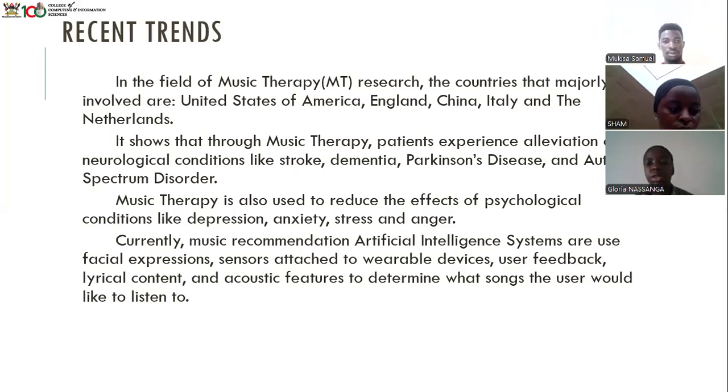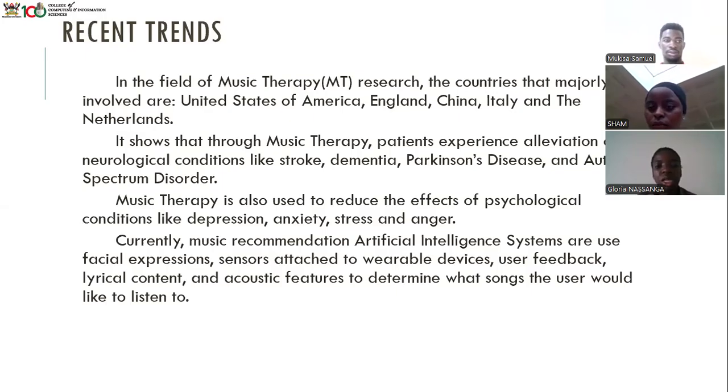So the recent trends in music therapy show that the countries that are involved majorly in the research are the United States of America, England, China, Italy, and the Netherlands. These are the countries that are leading the rest of us in music therapy research. Music therapy, through methods like improving cognition and studying heart rate, is used for relief in both neurological conditions like stroke, dementia, Parkinson's, and autism spectrum disorder, and also in psychological conditions like depression, anxiety, stress and anger.